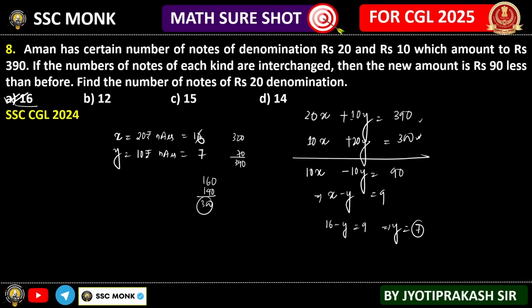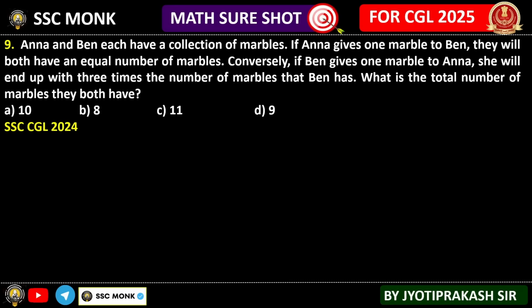Simple basic logic. Okay. Next, Anna and Ben each have a collection of marbles. If Anna gives one marble to Ben, they will both have an equal number of marbles. Conversely, if Ben gives one marble to Anna, she will end up with 3 times the number of marbles that Ben has. What is the total number of marbles both have? Let's say Anna has A marbles, Ben has B marbles. When Anna gives one marble to Ben, Anna has A minus 1, Ben will have B plus 1. So A minus 1 is equal to B plus 1. Okay, now I can write A is equal to B plus 2.